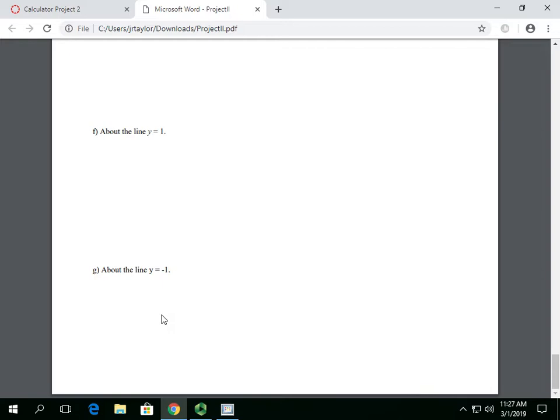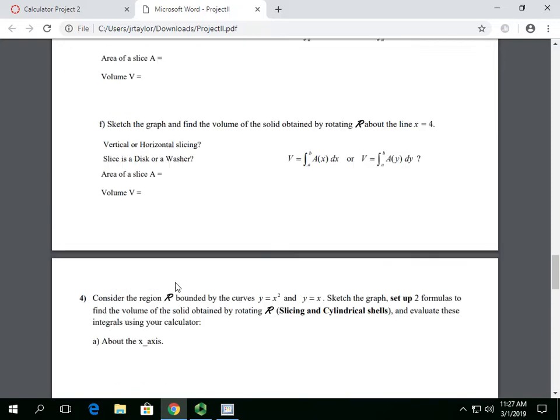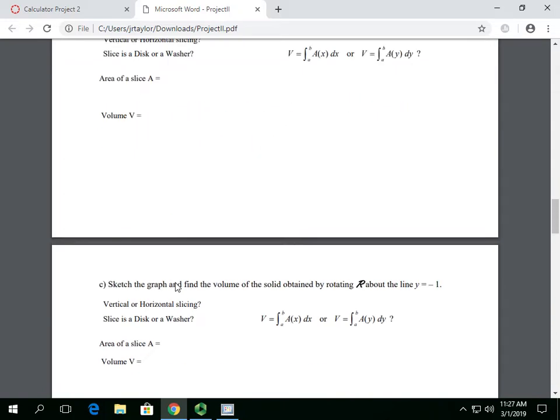They'll give you one region, and they'll ask you to rotate it this way and then rotate it that way, and set up the integral, and then sometimes ask you to evaluate it. Sometimes they even say, hey, use your calculator to evaluate it, okay? So that's what this whole section is about for this problem here, and actually these problems right here.